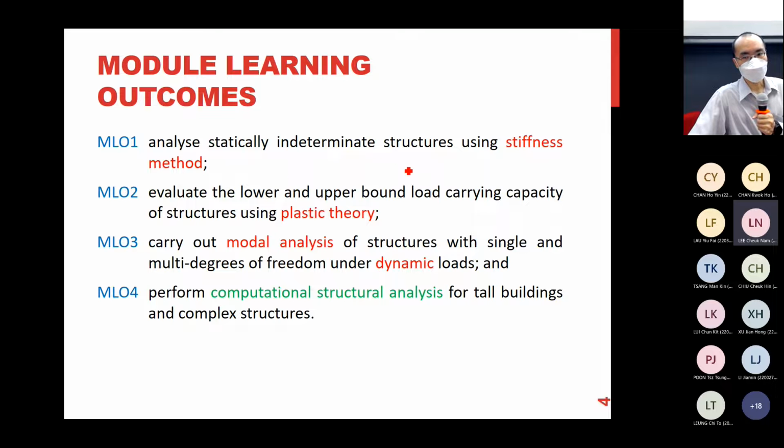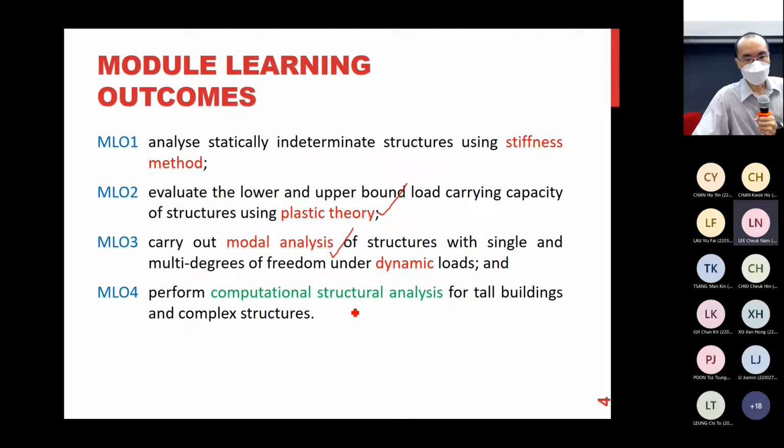Firstly, you have to learn what is Stibbs method, and then you need to know something about plastic theory, upper bound theorem, lower bound theorem. There are some classical theories in plastic theory. And finally, you have to know something about structural dynamics. Not very deep, but at least you have to know what is structural dynamics. You have to learn the so-called degrees of freedom, modal analysis, time history analysis, etc. Throughout this module, we will discuss each concept in detail, step by step.